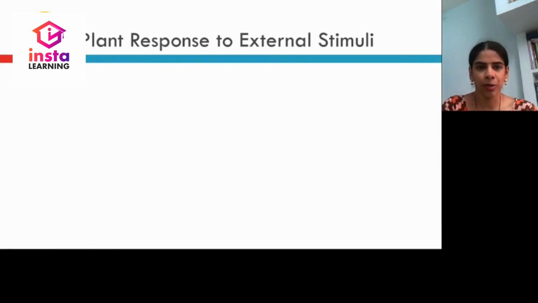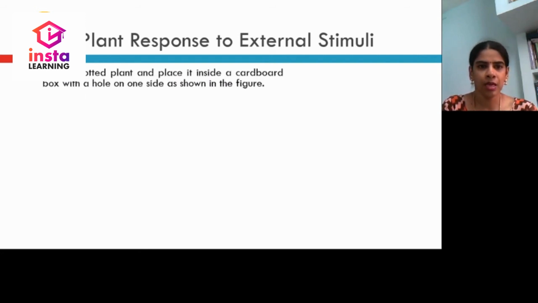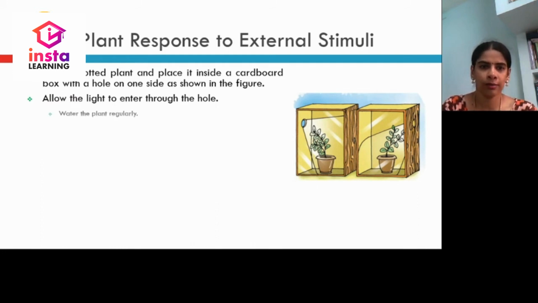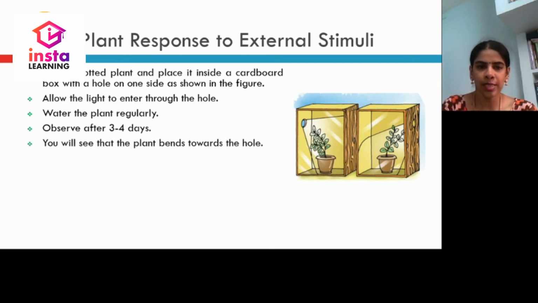Let us learn an experiment to show that plants respond to external stimuli. Take a potted plant and place it inside a cardboard box with a hole on one side as shown in the figure. Allow the light to enter through the hole. Water the plant regularly. Observe after 3 to 4 days. You will see that the plant bends towards the hole.